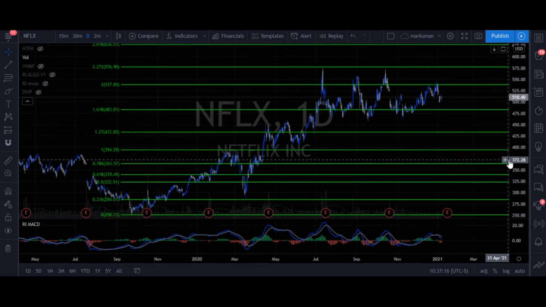Alright, so same thing with Netflix. We hit our 100% level, so once we hit that level we can start to see what it's doing, watch how it reacts to these levels. Now if Netflix was right about in this area and somebody said, where's your target on Netflix, we could have instantly run some fibs on here. We would have said, I got a 433 target, and we'll see how it acts there.